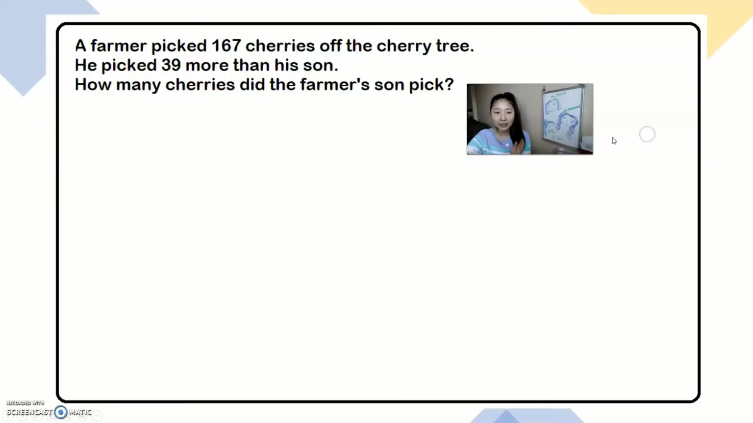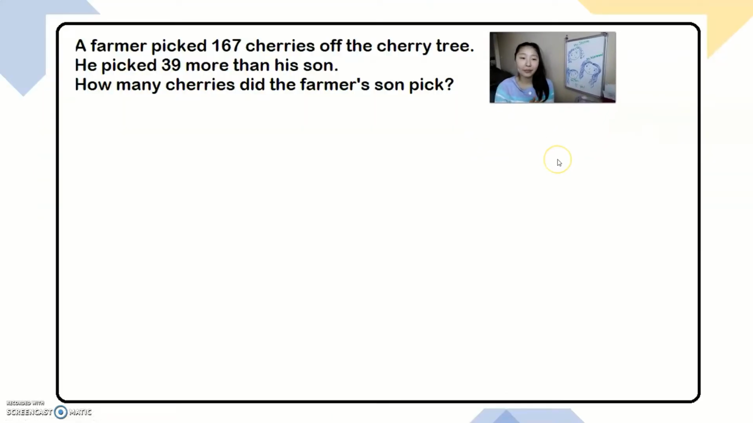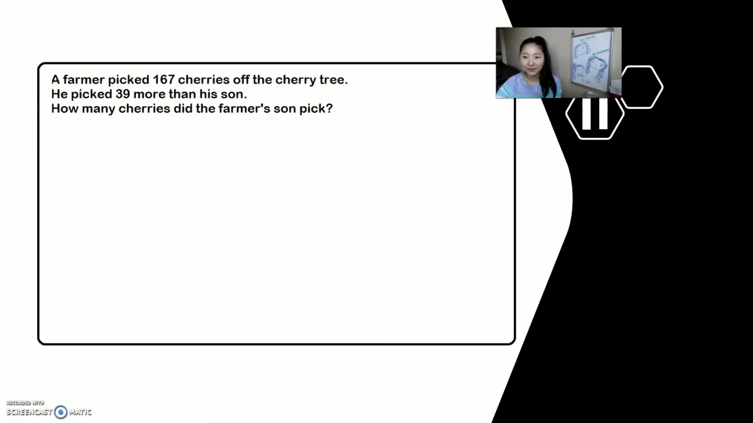So today is about a farmer. A farmer picks 167 cherries off a cherry tree. He picks 39 more than his son. Now, how many cherries did the farmer's son pick? So you already know how many the farmer has, so now you need to figure out how many the farmer's son picked. So we're going to hop into the retelling.